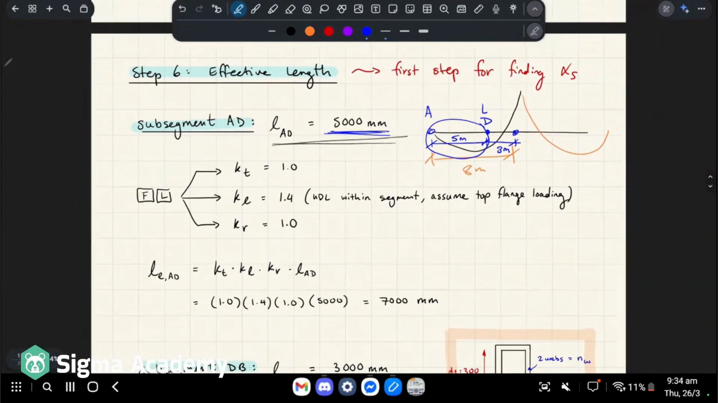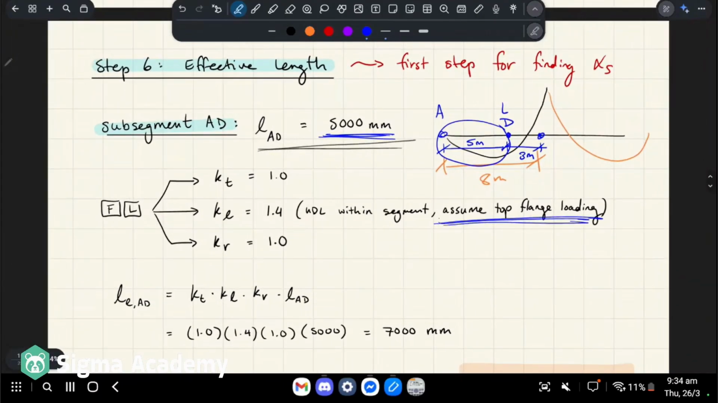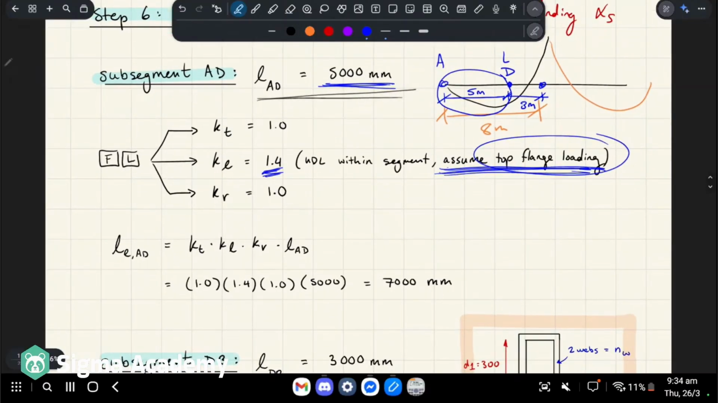Okay. We're going to assume top flange loading. It's an assumption that isn't stated in the question, but it's more conservative than shear center loading, and it's actually pretty common in industry to assume top flange loading when you're unsure. Yeah, so 1.4 is a very common number that you're going to see for KL.